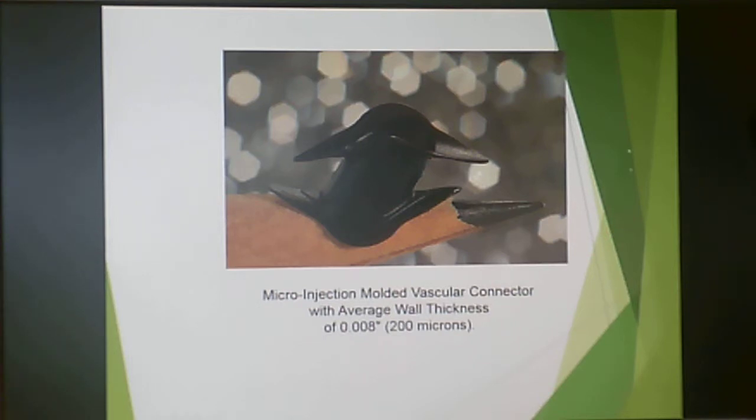This is an injection molded product made out of polyethylene, and this is a micro injection. This is the tip of a pencil, and this is for a vascular connector. People who have to do dialysis often need vascular connectors, and this is one way they go about doing that. So this is 0.008 inches or 200 microns in the average wall thickness. This is very, very small, and this is one application of injection molding of a commodity polymer for biomedical applications.